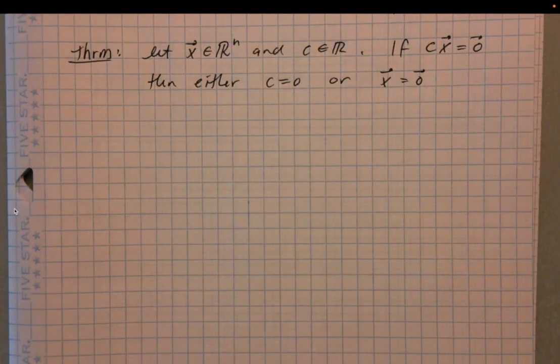So what this is basically saying is if you have a scalar and a vector and you multiply them together and the scalar multiplication results in a 0 vector, then either the scalar is 0 or the vector is 0. There's no other option. So this is going to be important for what comes forward. We'll need to know that when a scalar multiplication results in a 0 vector, either the scalar is 0 or the vector is a 0 vector. So let's prove this.